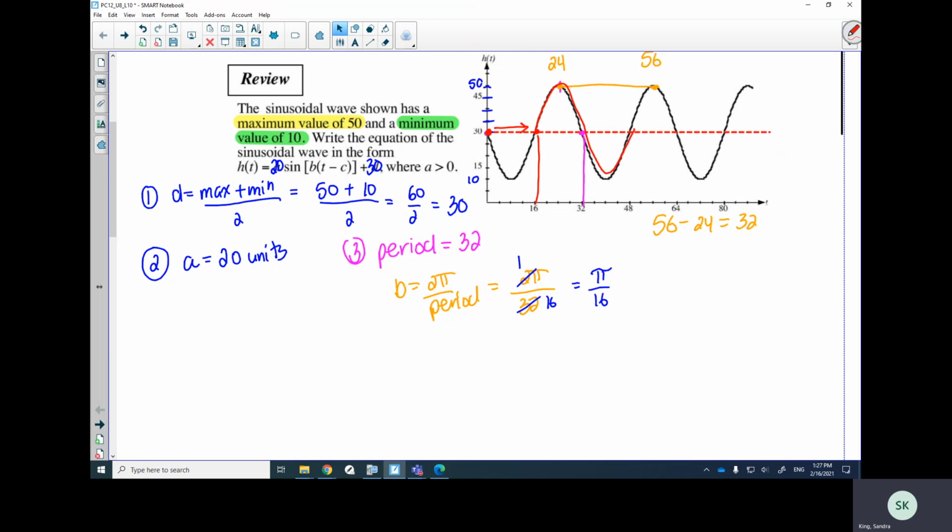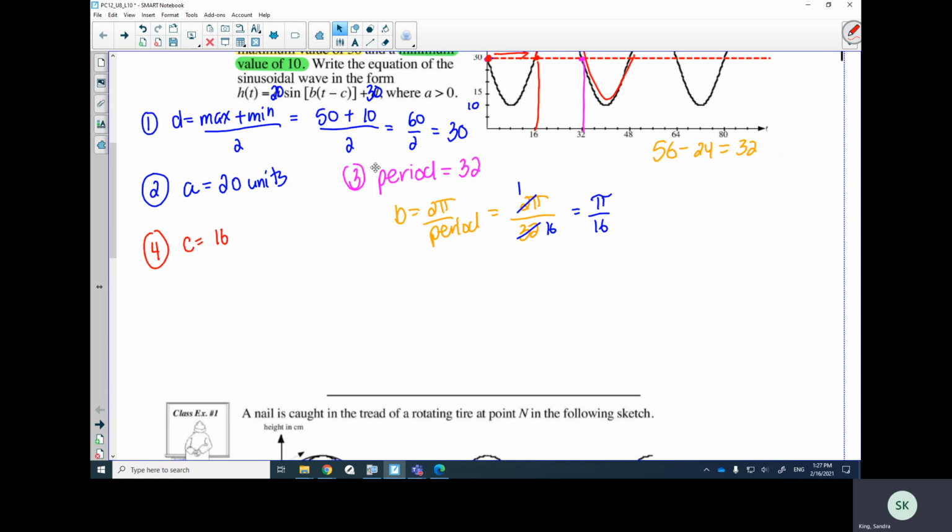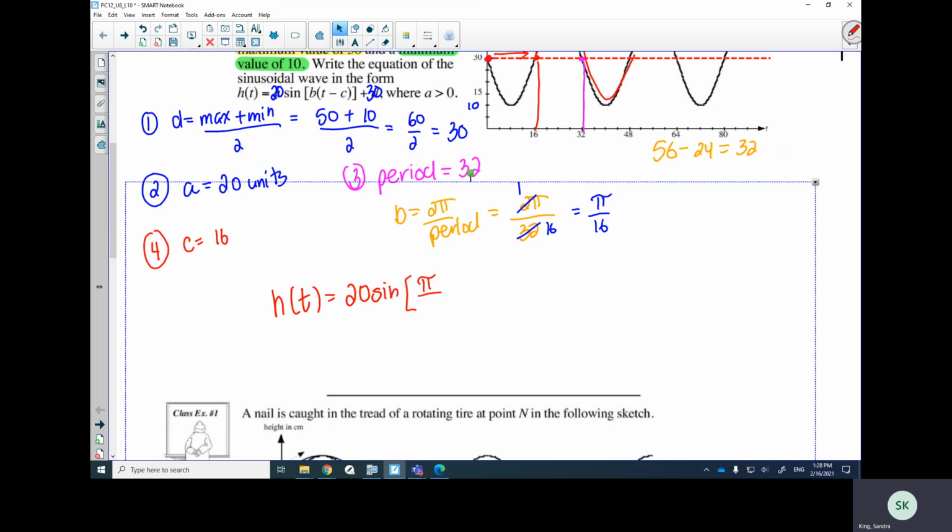16. So the fourth and last thing I always do is figure out my c value. It's 16 seconds, minutes, whatever they wanted that to be, and it's going to the right. So c is going to be positive. Now I can fill all of this in. My final formula is going to be the height according to time is 20 sine, b is pi over 16, x minus 16 because we want it to go to the right, and then plus my d value, which is plus 30.